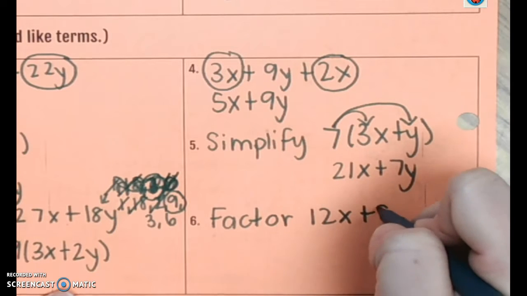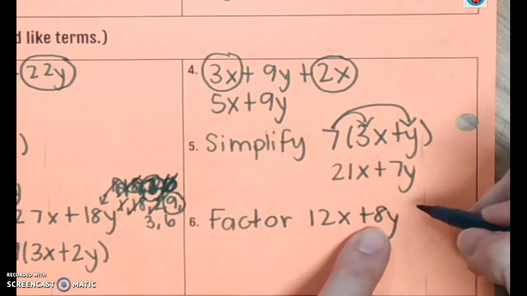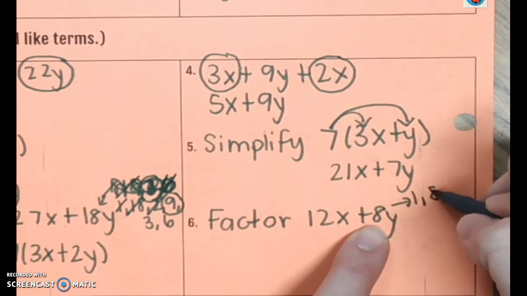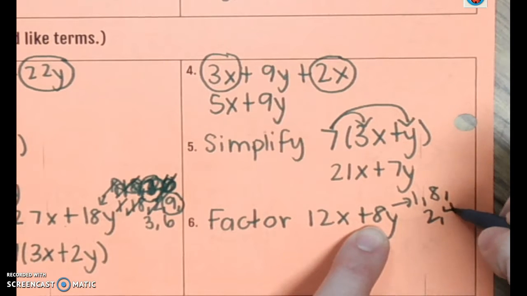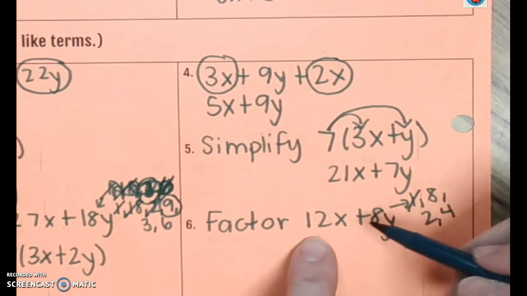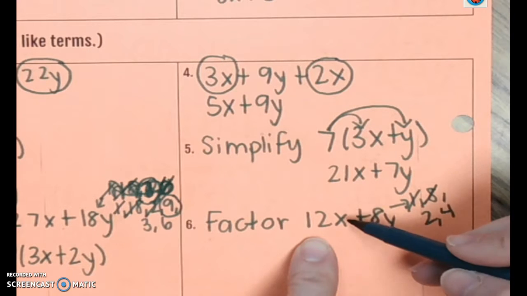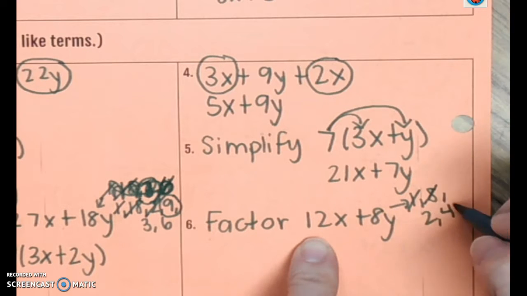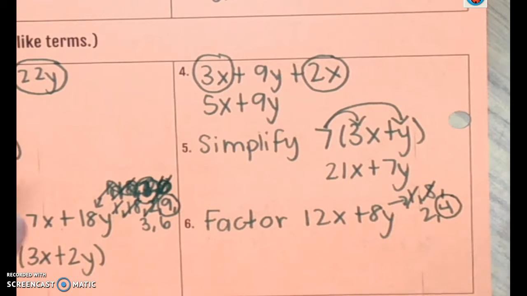Our last one we're going to factor. 12x plus 8y. So I'm going to look at 8. We can do 1 and 8 and 2 and 4. We're not going to choose 1. 8 doesn't go into 12. 2 goes into 12, but 4 does also, and 4 is the larger number, so we need to use 4.